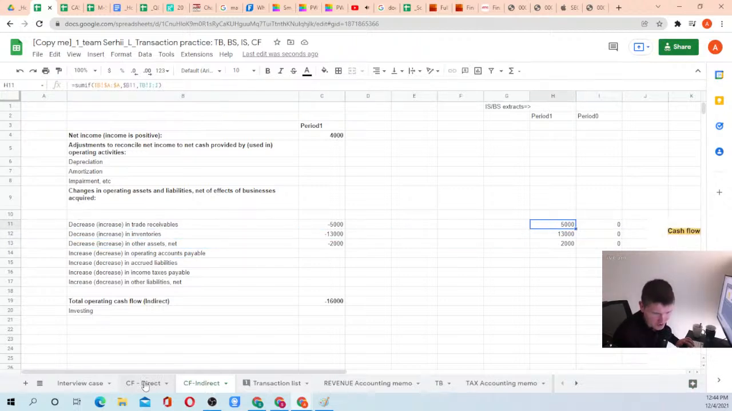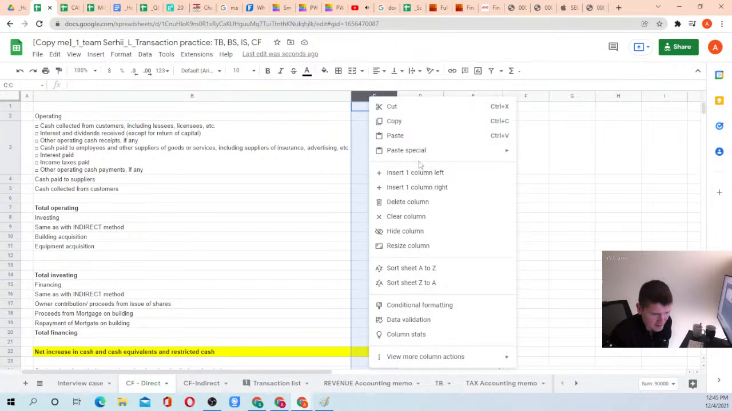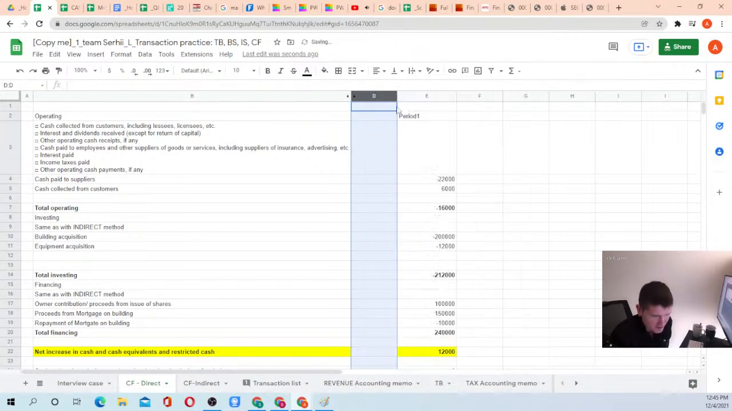So you see, we have kind of adjusting outflow for trade receivables. We have outflow for inventories, and we have outflow due to increase in other assets. So that's where our cash went. It looks a bit different to what we have at Direct. So it says we paid to suppliers $20,000 and total operating cash flow is minus $20,000. Oh, sorry, minus 22. I can delete this at this point. Oh yeah, I will just hide it.